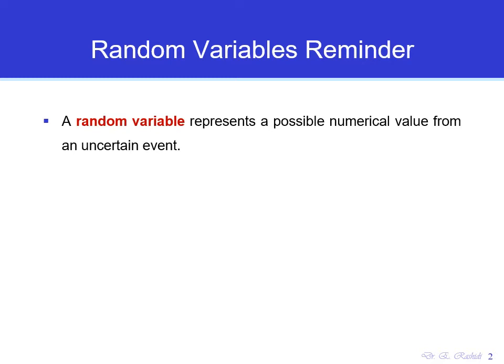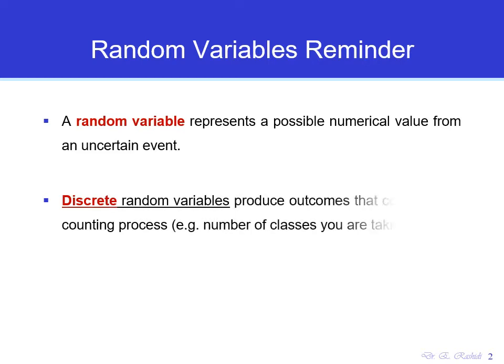We have discrete random variables, whose values come from a counting process, meaning that you can actually count the outcome of this random variable. For example, the number of classes that you are taking, for a population of students. That's a random variable. The number of classes that each student takes can be different from each other, right?